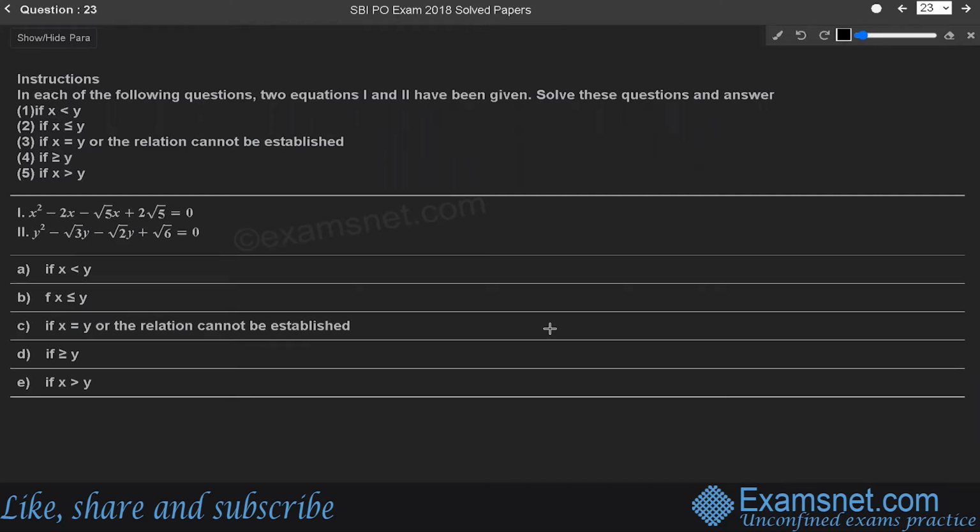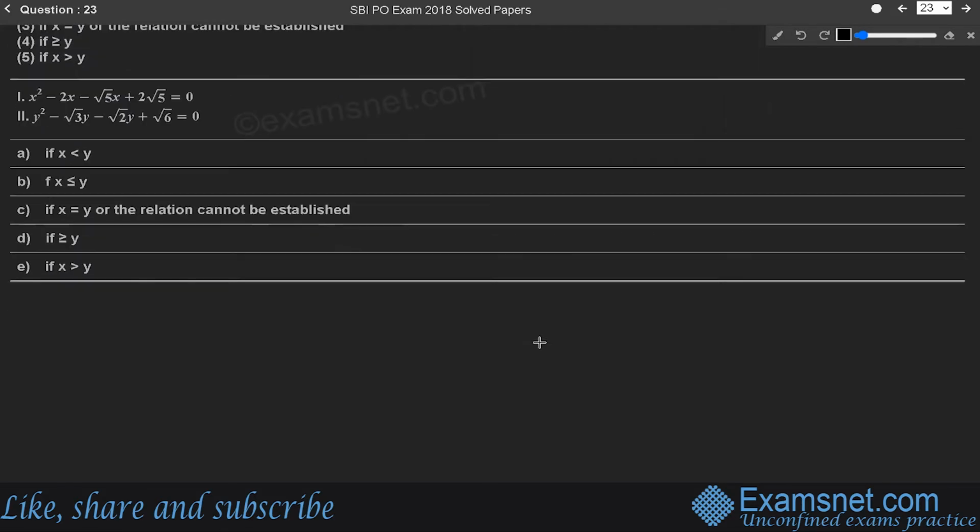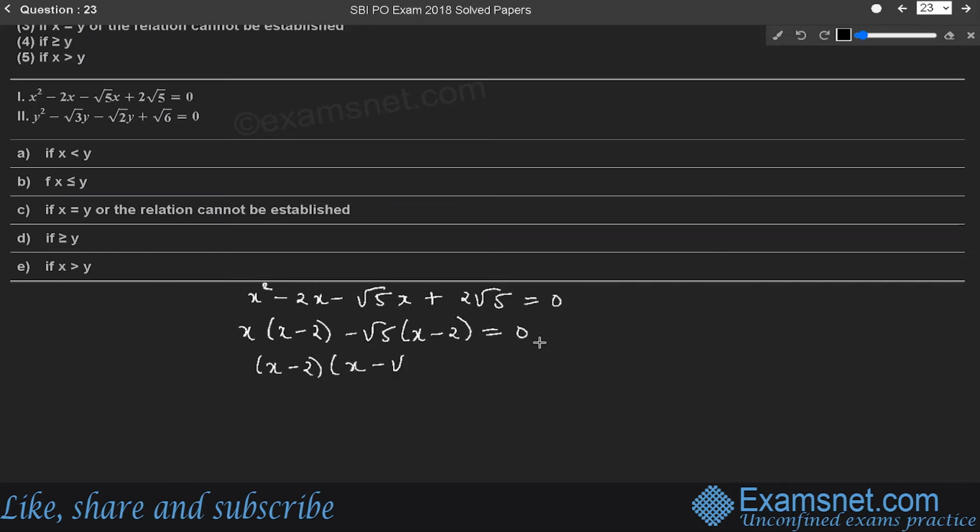Next question also has the same directions. And for this question, statement 1 is x square minus 2x minus root 5x plus 2 root 5 is equal to 0. Taking x common from the first two terms, the remaining terms will be x minus 2. Similarly, taking minus root 5 common from the next two terms, the remaining terms will be x minus 2 is equal to 0. So the factors will be x minus 2 and x minus root 5. Therefore, the values of x will be 2 and root 5.